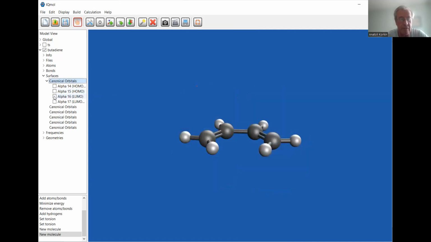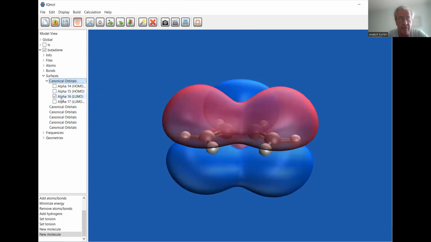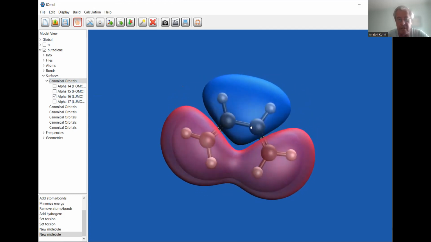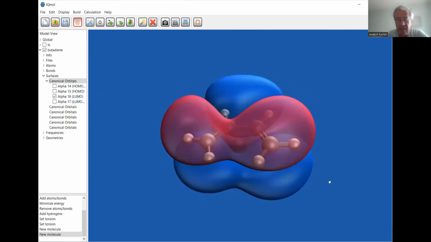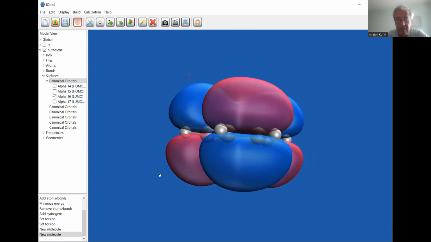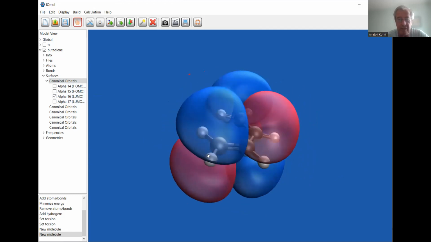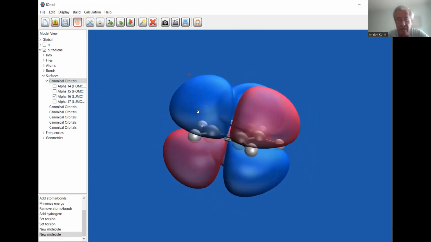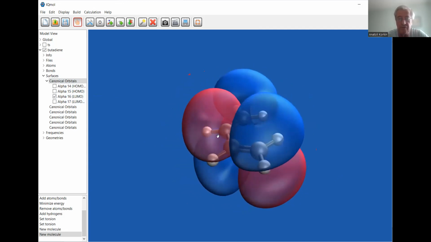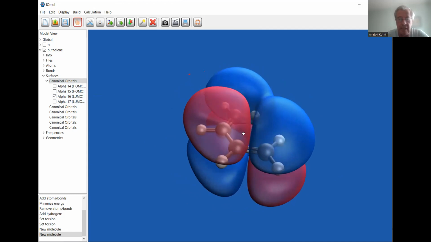Let's take a look at the lowest unoccupied orbital. Yeah, it's indeed of the same type. It shows the bonding between the central atoms. As you can see, there is bonding among them, and anti-bonding in the area of what is formally shown as pi bond.